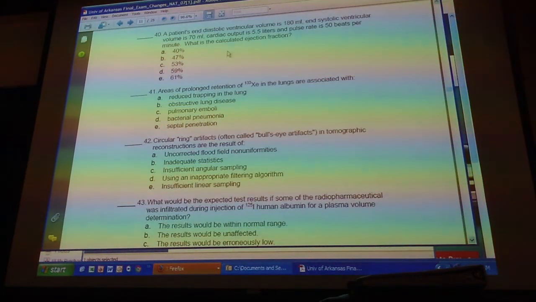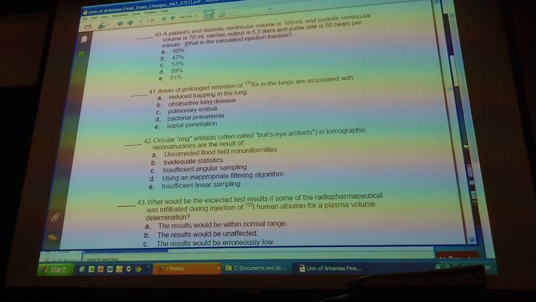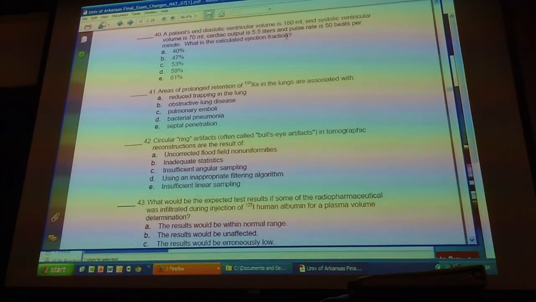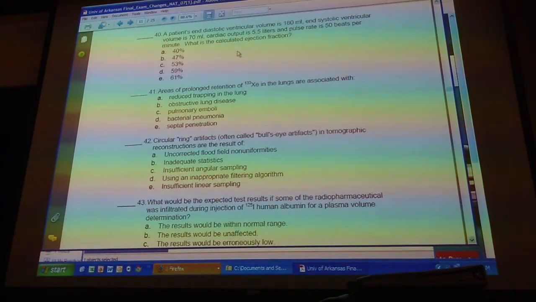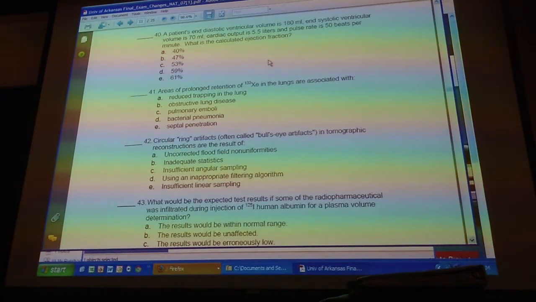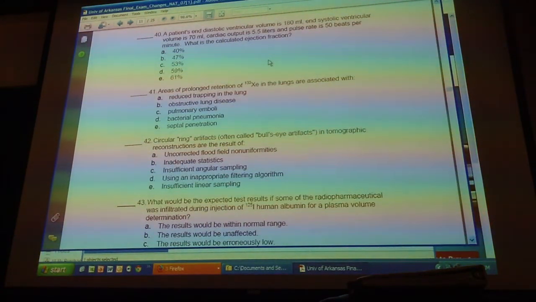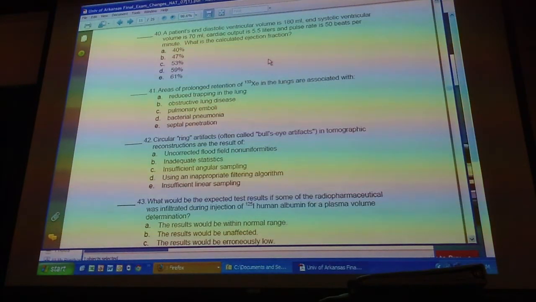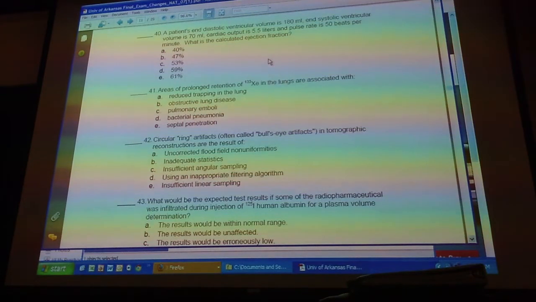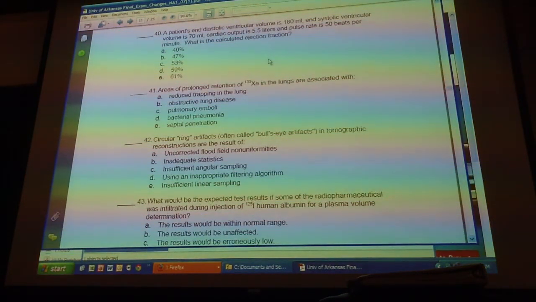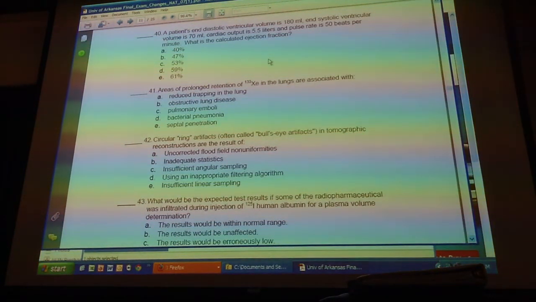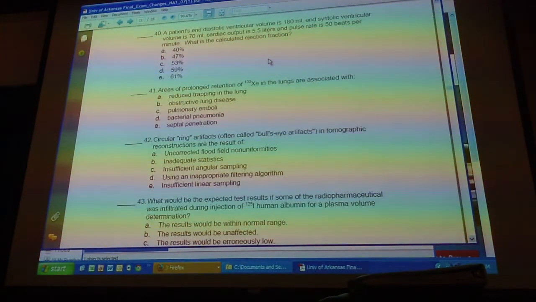Okay, here's your next study. Patient's end-diastolic volume is 180 ml, and end-systolic volume is 70 ml, output is 5.5, pulse rate 50 beats per minute. What's the ejection fraction? What's the formula? What information do you need on here? Do you need the heart rate? Stroke volume. Do you need the stroke volume? Yeah, that's how you calculate the ejection fraction.